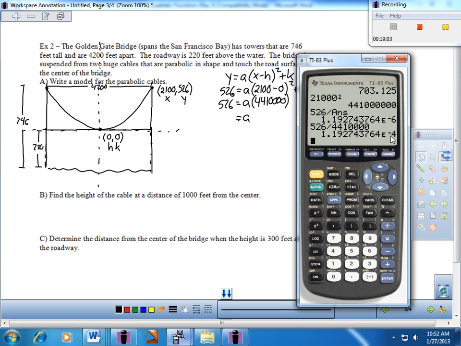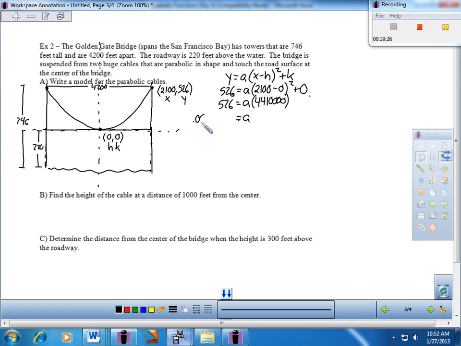This e-4 here just means times 10 to the -4th, which means you would move that decimal 4 units to the left. And when I do that, and this one, again, extremely small, 1, 2, 3, and then 11927. There we go. Not bad. Okay, so I have an a value that matches this parabola perfectly.